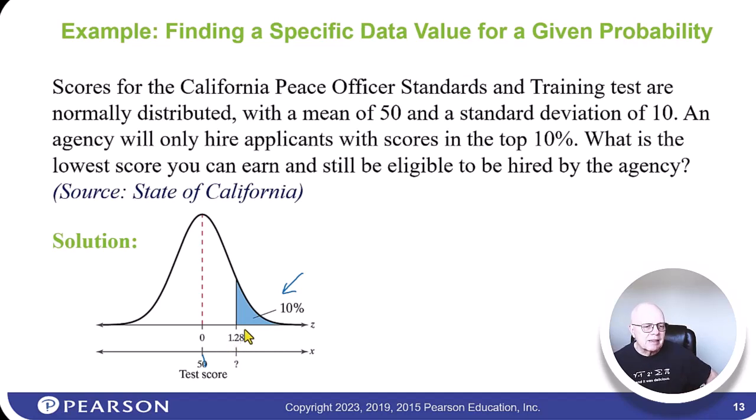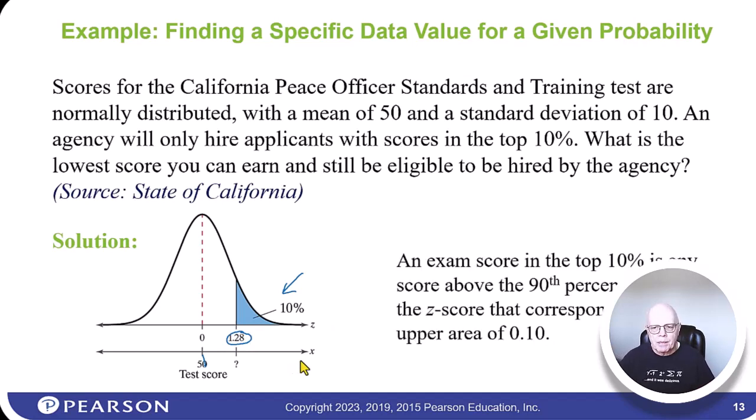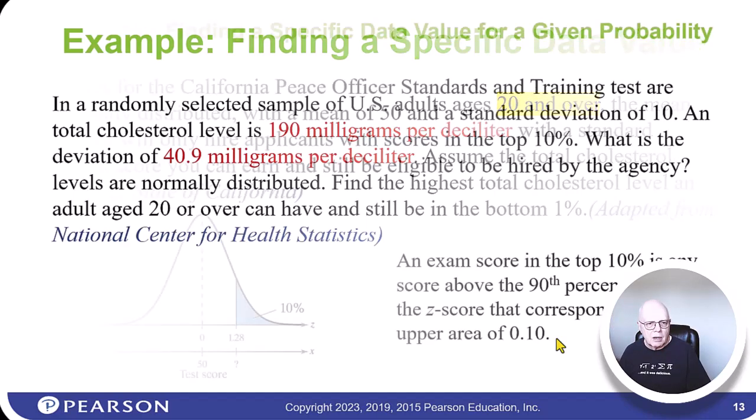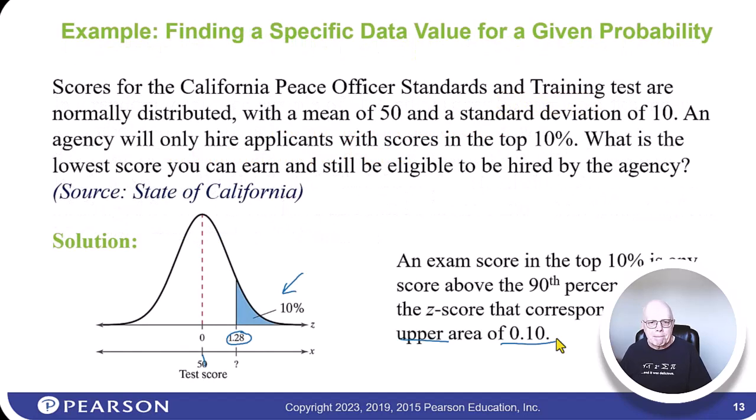Z-score wise, that means a Z-score is positive. We don't need to use that for our inverse normal though. So we want the Z-score that corresponds to an upper area of 0.10. And I don't have this on this screen. Interesting.